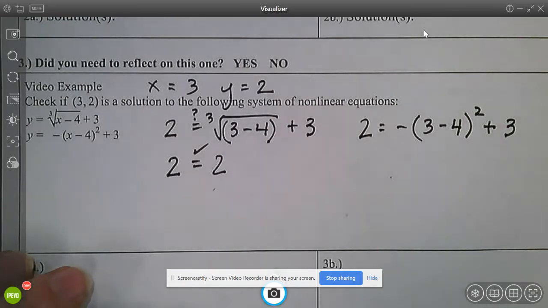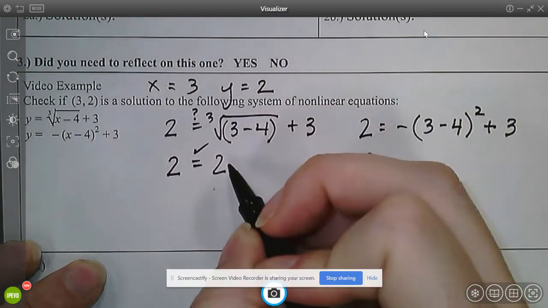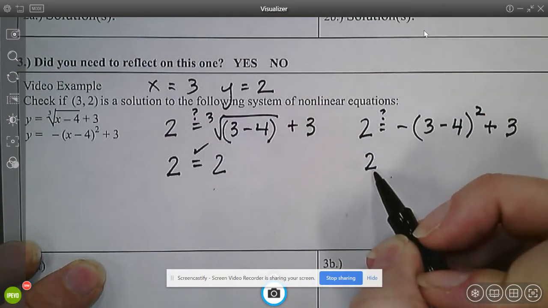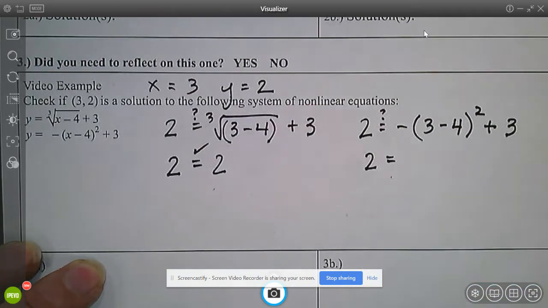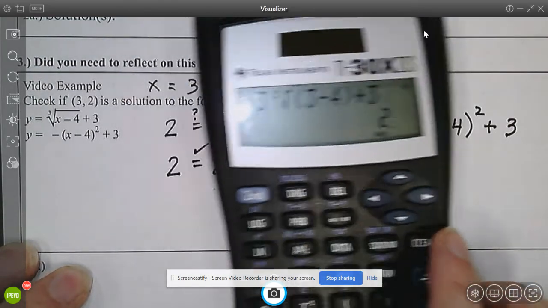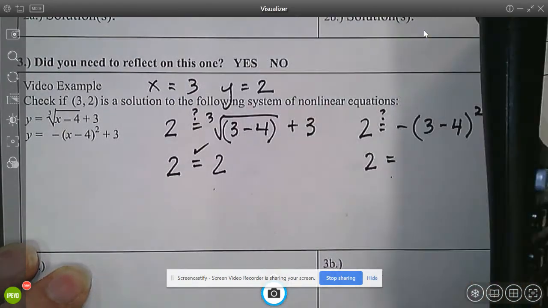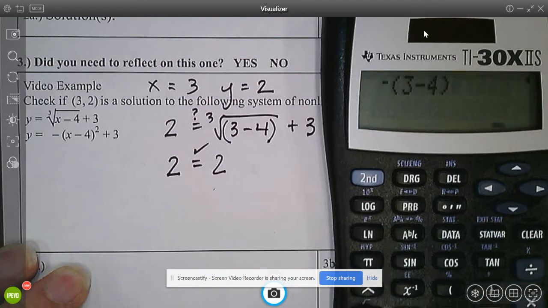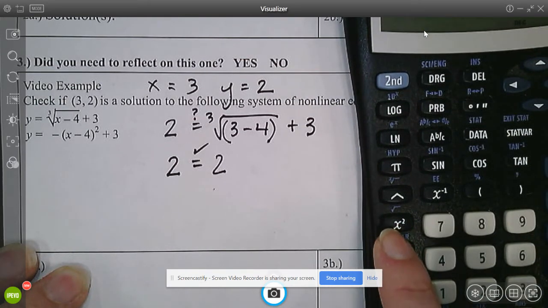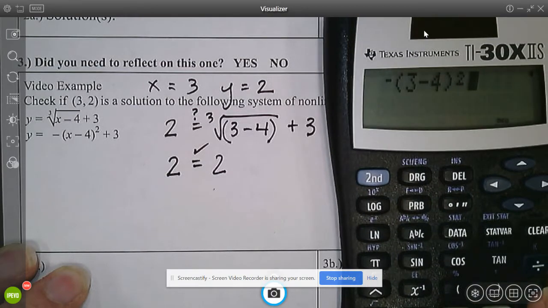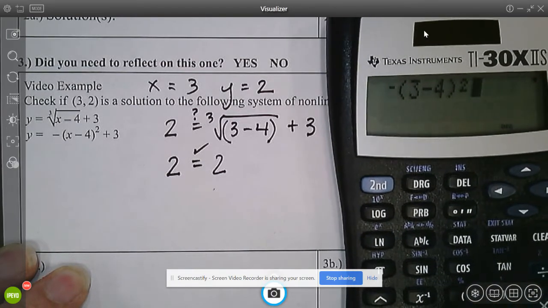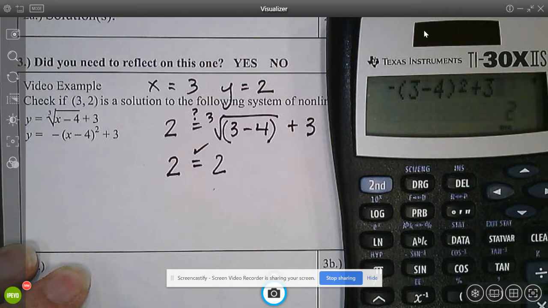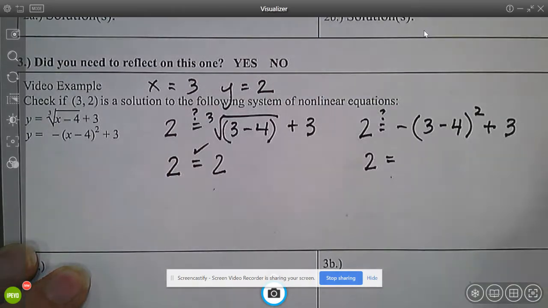All right, and again, I'm going to show the 2 on this side because that's already simplified. And on this side, I'm going to sub it into my calculator. So I've got a negative sign out front, parenthesis, 3 minus 4, parenthesis. I'm going to square that. To square it, we use this key, x squared. So it's squared. And then I've got a plus 3 at the end. And that gave me a 2 as well.